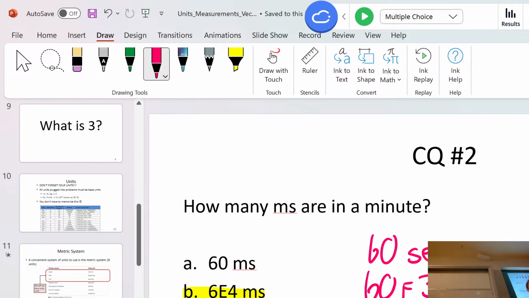If instead you went the wrong way and you put 60e to the minus 3, which wasn't even one of the options, but just say you actually put that, just think about the answer for a second. That's 0.060 milliseconds in a minute. That means there is less than 1 millisecond in a minute, which is not true. It's kind of like saying there is less centimeters in a meter.